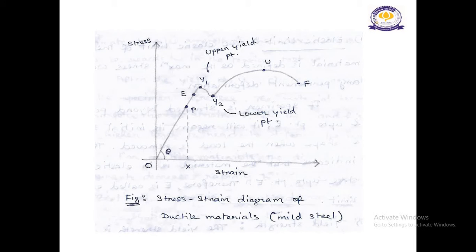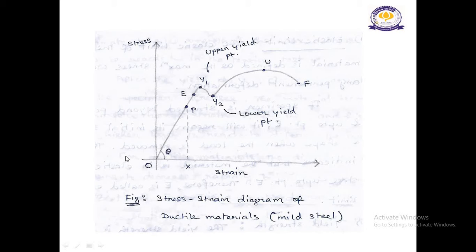So let's move on to the stress-strain diagram of ductile materials, say for example mild steel. Let me explain this diagram to you. This is a stress-strain curve. On the x-axis we have strain and on the y-axis it's stress, and this is the point of origin.